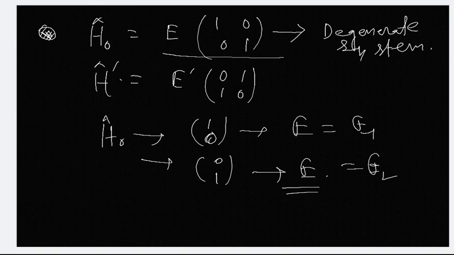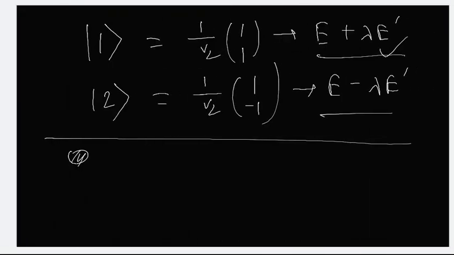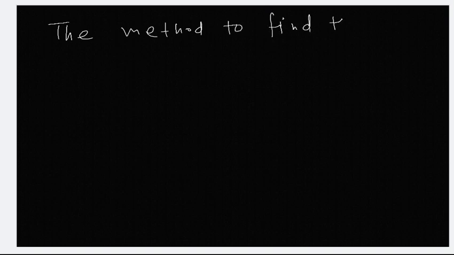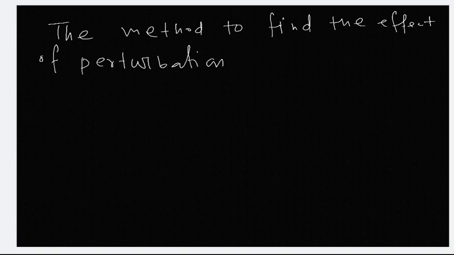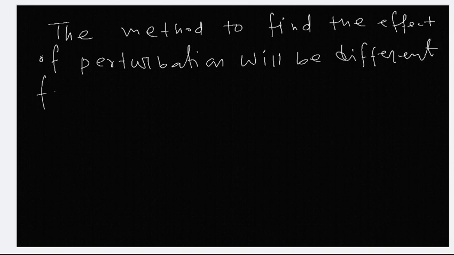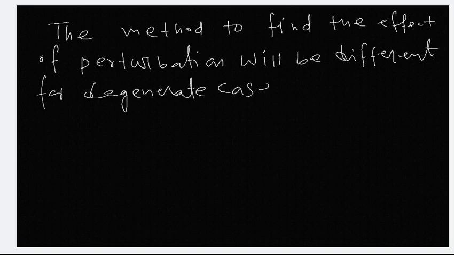Okay, so the method to find the effect of perturbation will be different for the degenerate case. Okay, so it is clear.